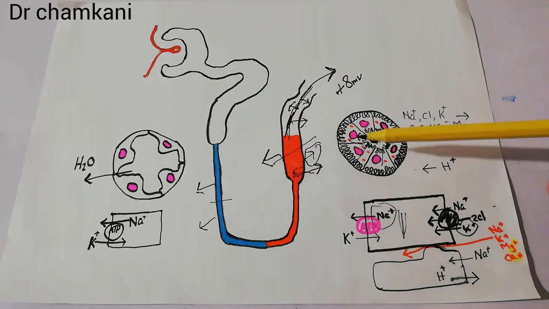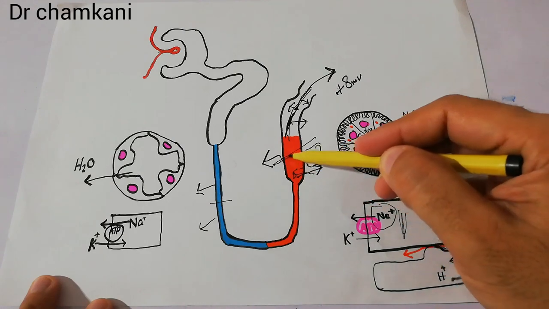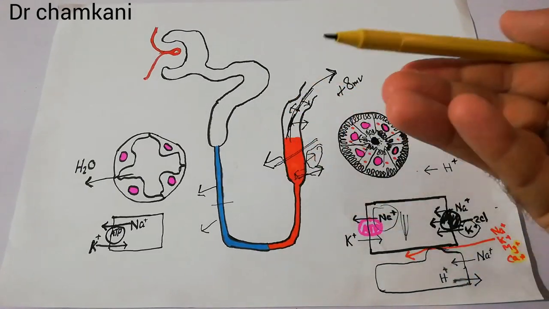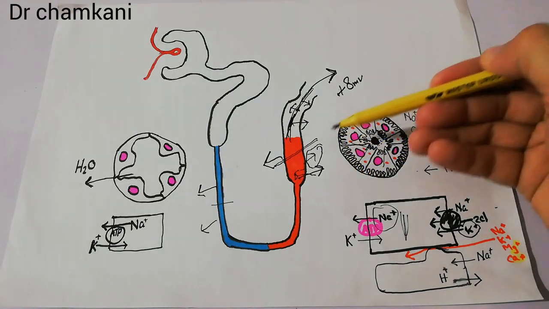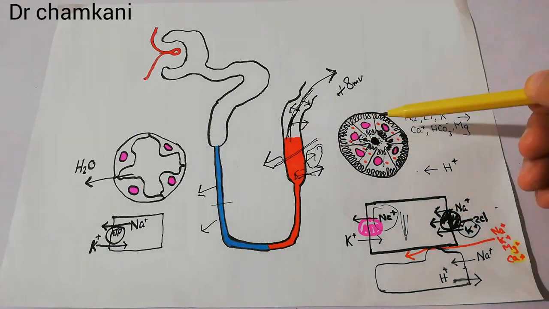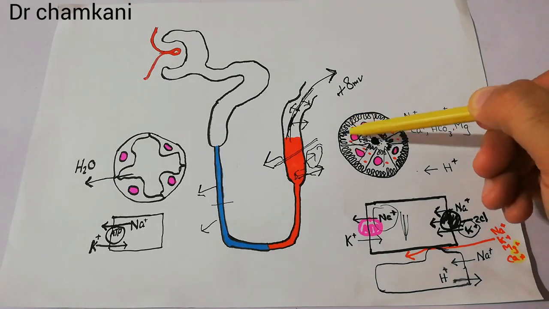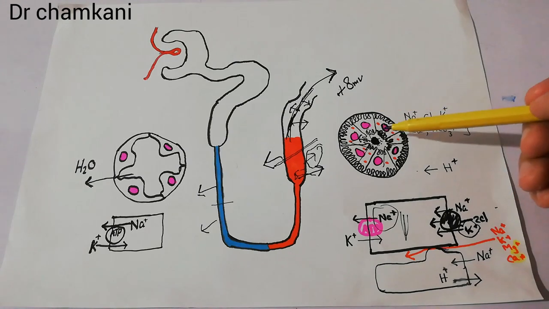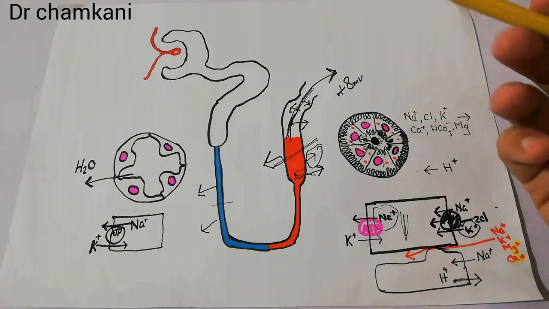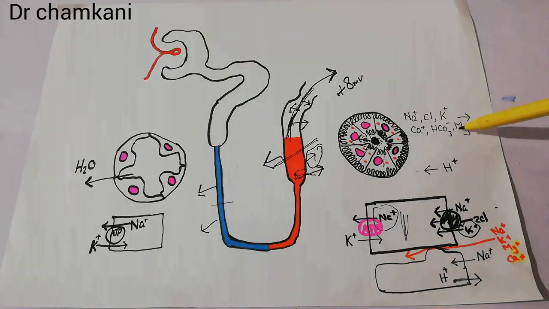The thick segment is shown here. Now this is a cross section in the thick segment, and we are looking at this thick segment from above through a microscope. As seen here in the thick segment, the epithelial cells are thick. They have a thick brush border, they have a big cell membrane, they have a lot of mitochondria as shown in the orange color, and they have a lot of metabolic activity which helps in the absorption of calcium, magnesium, sodium, potassium, etc.